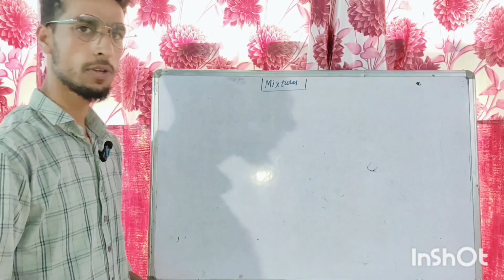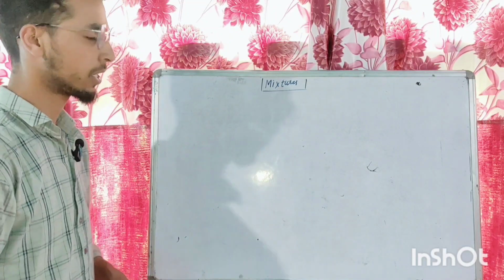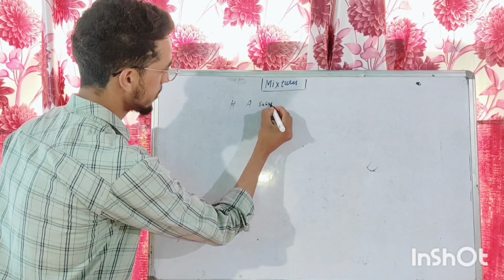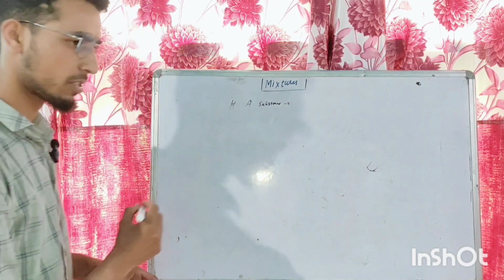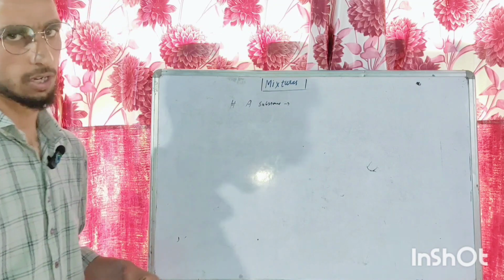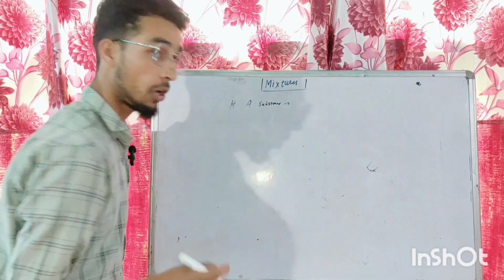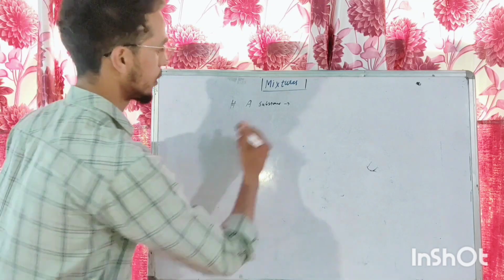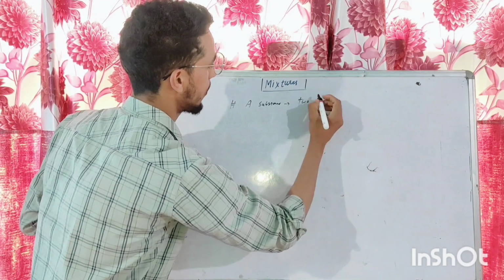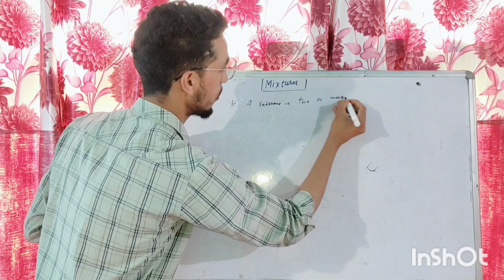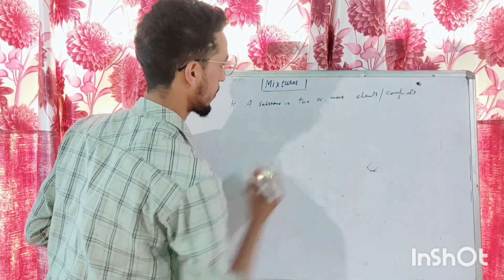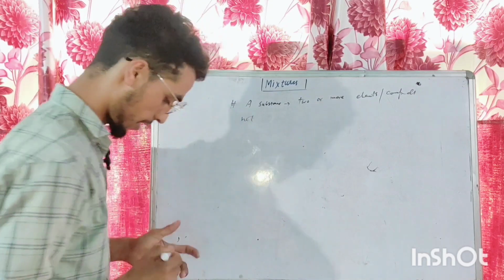Now in today's class, we are going to explore the concept of mixture. Now what is a mixture? A mixture is a substance which consists of two or more elements or compounds together, but not chemically combined together. Therefore, we can separate them by physical means. So it's formed of two or more elements or sometimes compounds not chemically combined together.